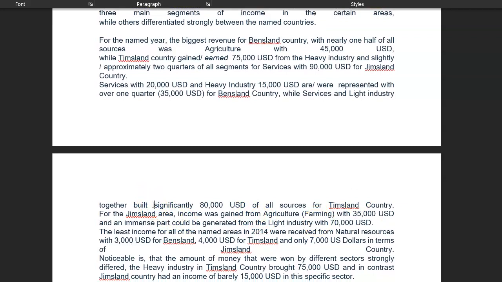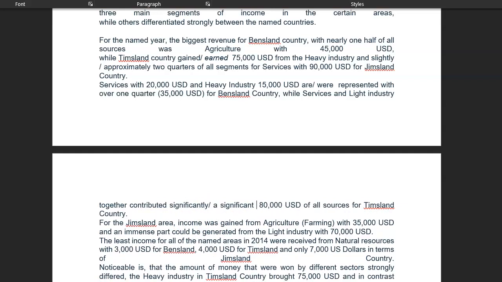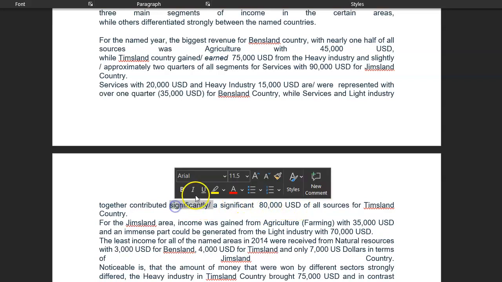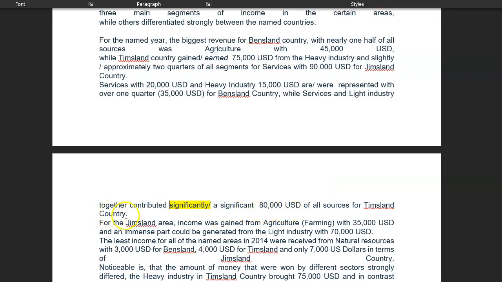Okay. Rather than built, actually contributed. I would go contributed a significant. Because this is almost your noun, so take out that as an adverb. Contributed a significant 80,000 of all sources. Good. Income was gained from agriculture. Okay. The least received from natural resources. Good. So there you've grouped that.